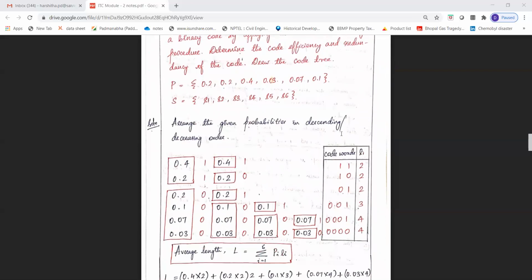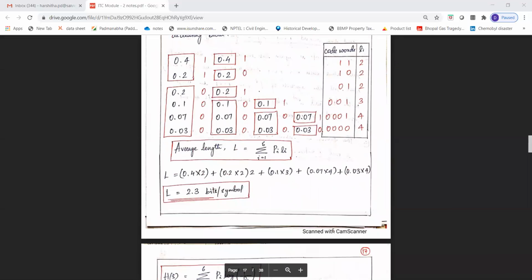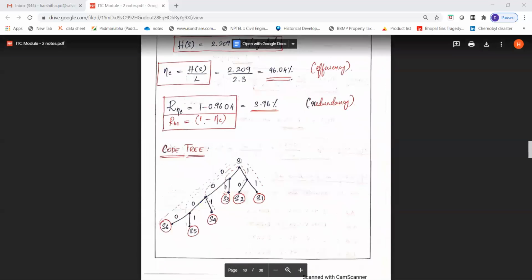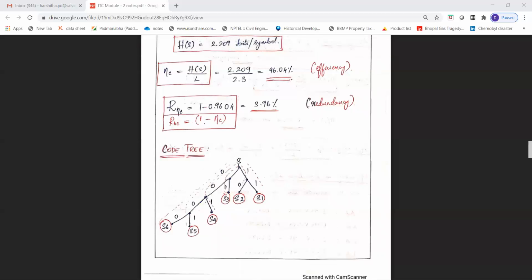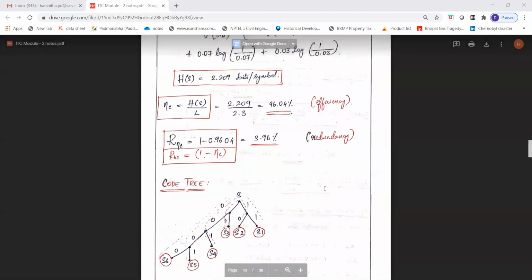Next, if you go back to this question, the second part of the sub-question is that we are supposed to draw the code tree. So how will we draw the code tree? By looking at these code words. First I'll draw the root node S, and I'll branch this node into 0 and 1. On the left side I'll write 0, on the right side I'll write 1, and further I'll get two nodes. Each node is also branched into 0 and 1, with 0 towards the left and 1 towards the right. Like that, based upon the code word, I'll go with the branching.